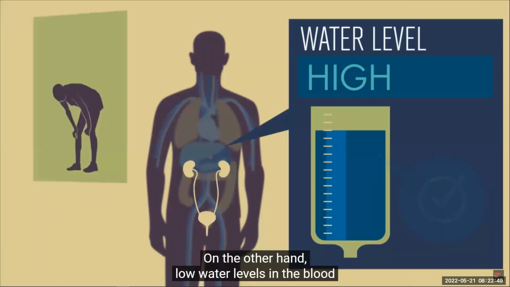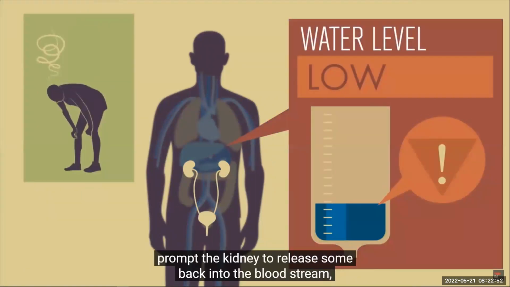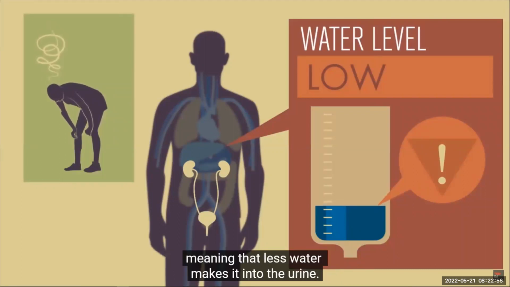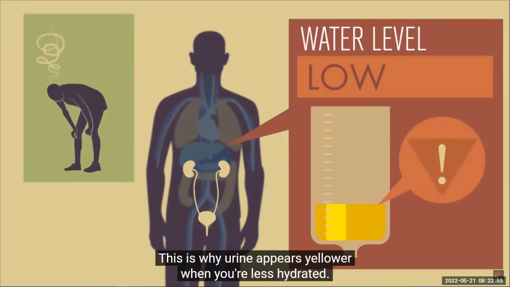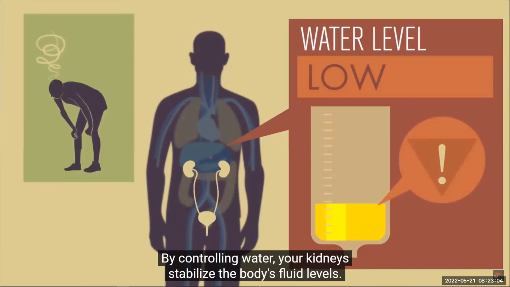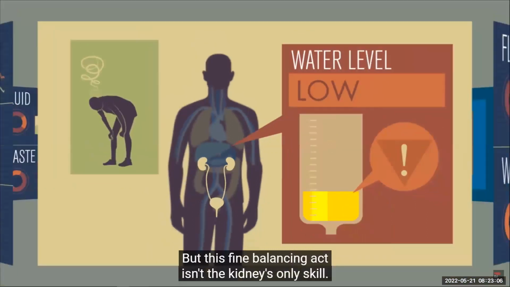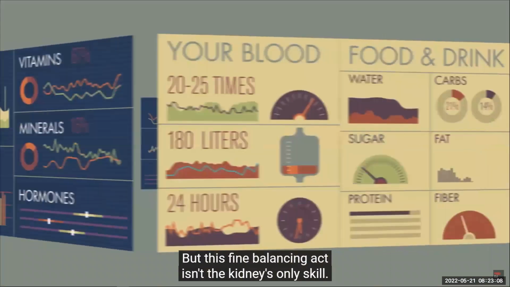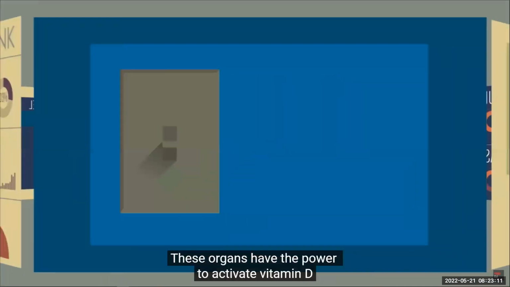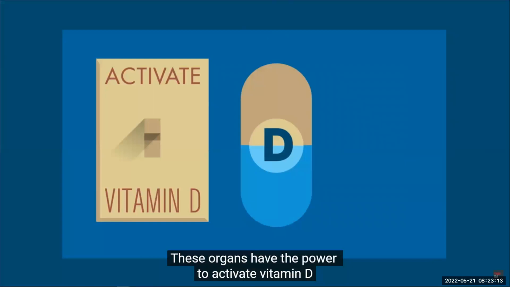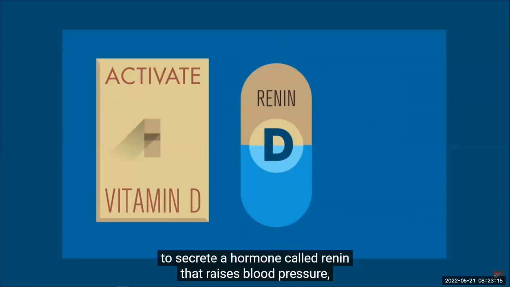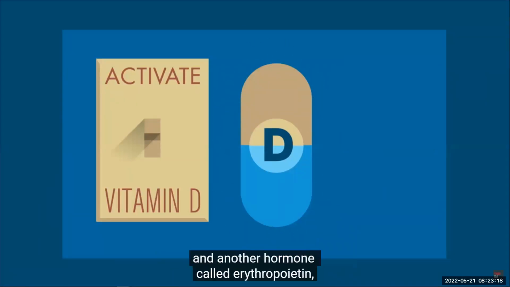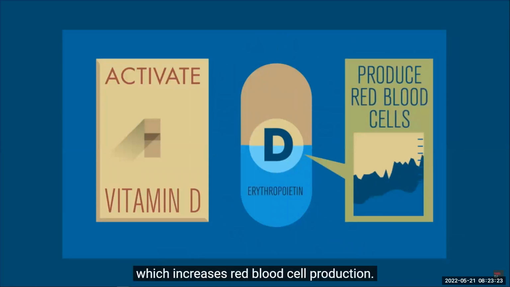On the other hand, low water levels in the blood prompt the kidney to release some back into the bloodstream, meaning that less water makes it into the urine. This is why urine appears yellower when you're less hydrated. By controlling water, your kidneys stabilize the body's fluid levels. But this fine balancing act isn't the kidney's only skill. These organs have the power to activate vitamin D, to secrete a hormone called renin that raises blood pressure, and another hormone called erythropoietin, which increases red blood cell production.